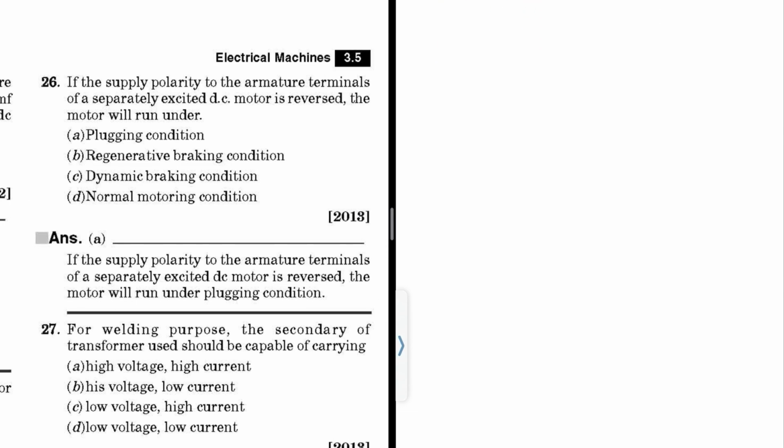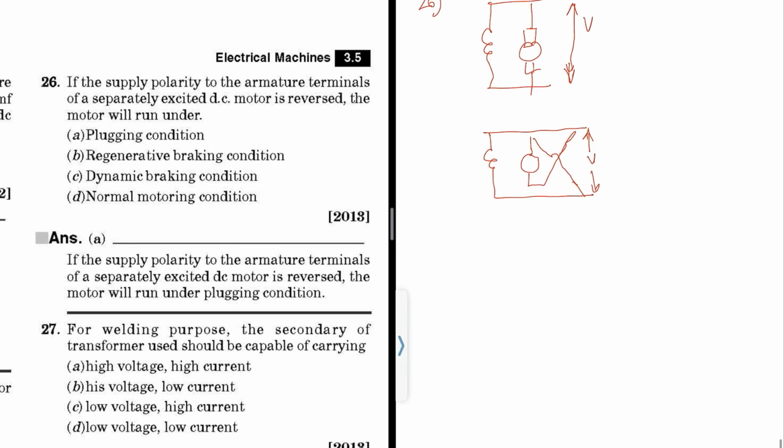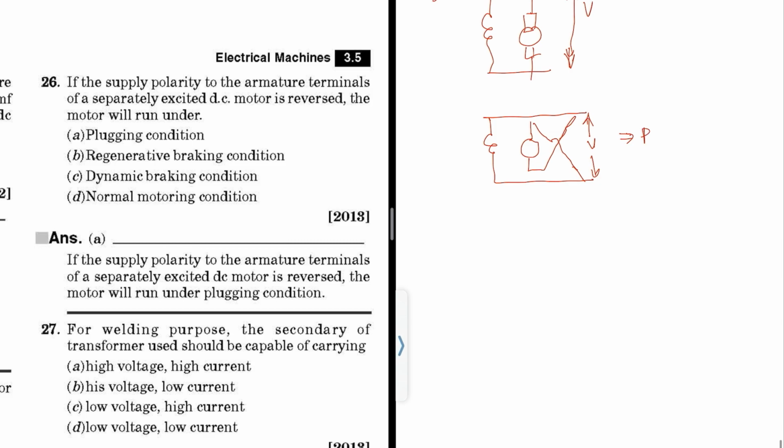So coming to the 26th question, let me tell you about the braking system. Let me assume a DC shunt machine. This is the supply voltage. So what are the conditions? Suppose this is the motor. If you change the supply terminals like this, this case is called plugging.